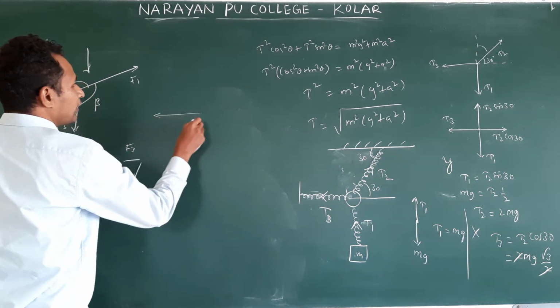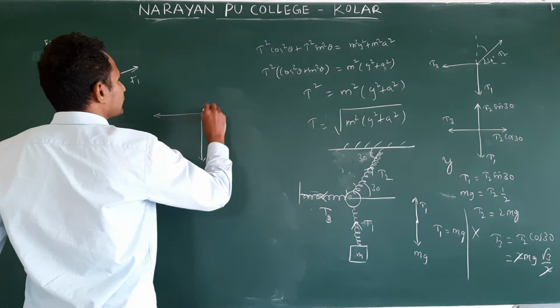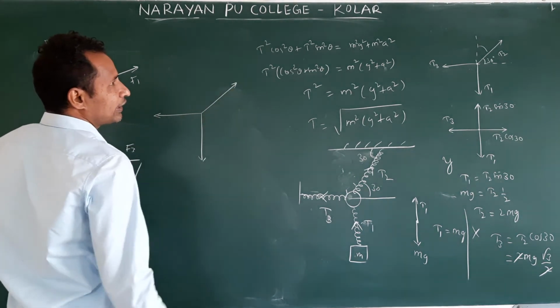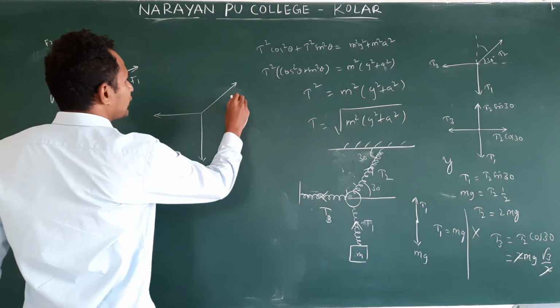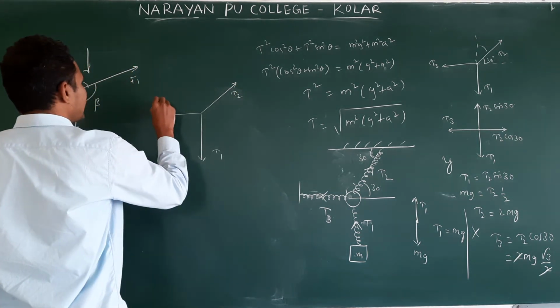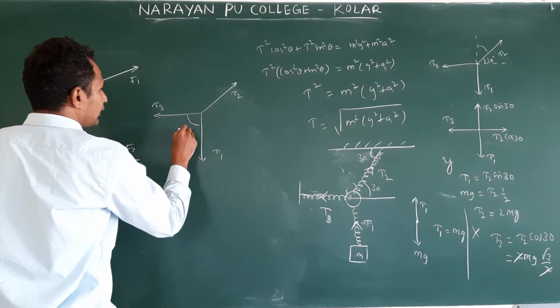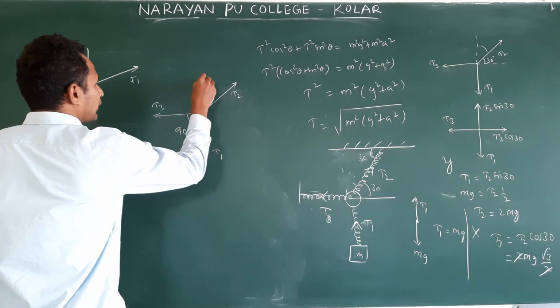Our figure is the same, right? If we follow this theorem, sine law, whether we will get the correct answer or not. This is our figure. Am I correct or not? This is T2, this is T1, and this is T3. What is this angle? This angle is 90.